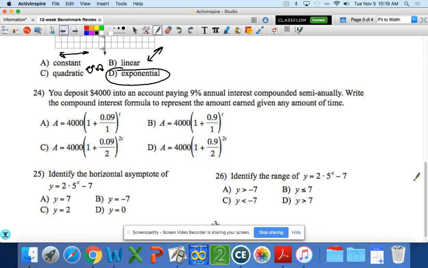Hop into number 24. If you deposit $4,000 in an account paying 9% annual interest compounded semi-annually, write the compound interest formula in respect to the amount earned given the amount of time. Whew, boy. That's a lot of words, a lot of questions, but we have to tackle these problems the same way we always have. List out your information and figure out what is what. A, P, R, N, T.